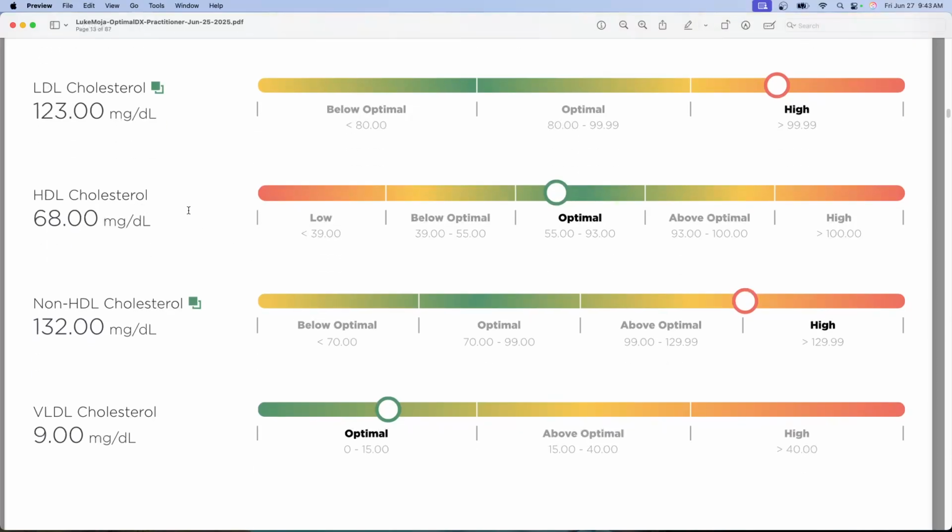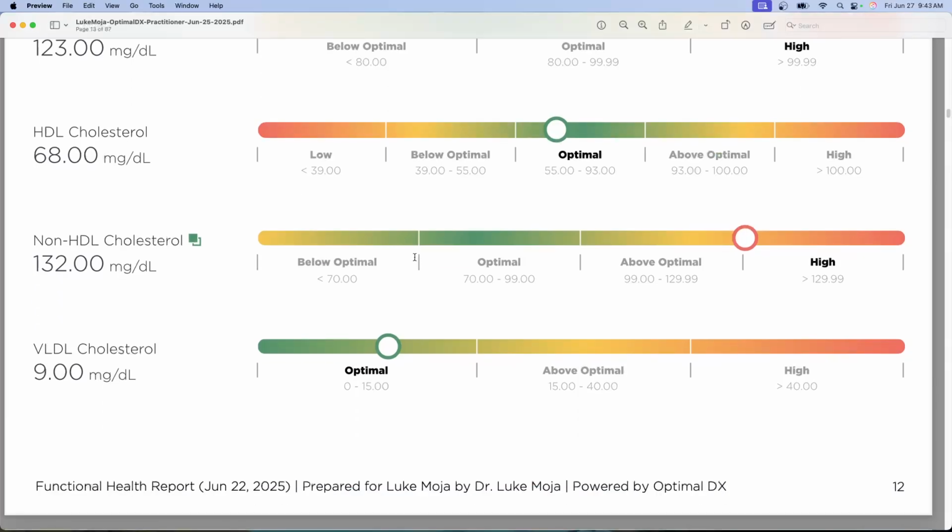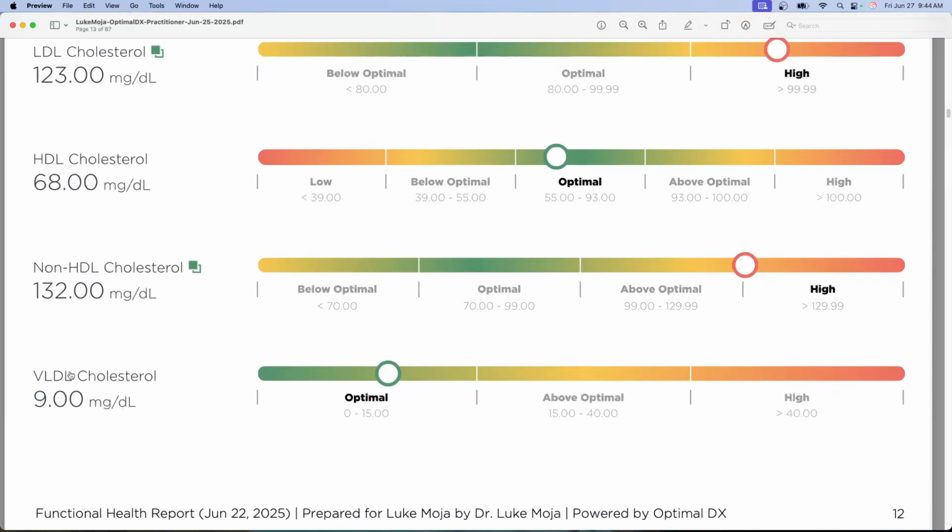HDL cholesterol, generally considered the good cholesterol. Again, we won't go too much into that today, but there's a lot of nuances with that. But mine's good. It's a 68 in the optimal range there. Non-HDL cholesterol, so this is going to be the LDL plus the VLDL. You can see my VLDL is good. It's in the optimal range. Non-HDL cholesterol is considered high just because that LDL is high.